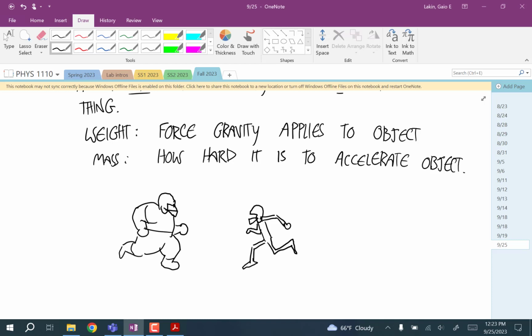But if you launch them towards each other, the same thing is going to happen in space as happens on Earth. The person that has more mass is going to keep moving basically the way they were going, and the smaller person is going to accelerate a lot. So every object has an amount of mass, and that is totally independent of gravity. Gravity can change depending on what planet you're on or whatever.